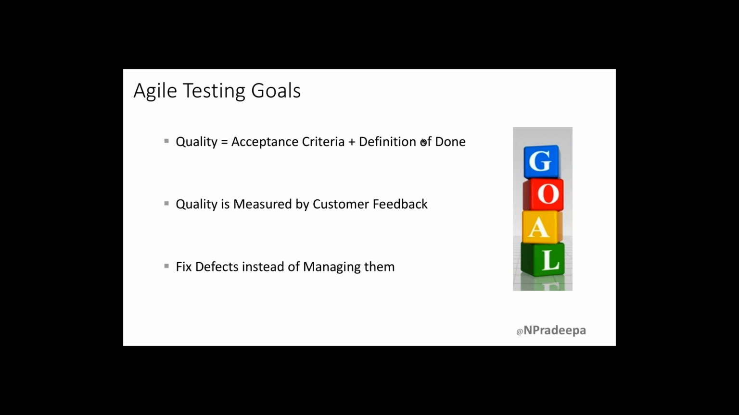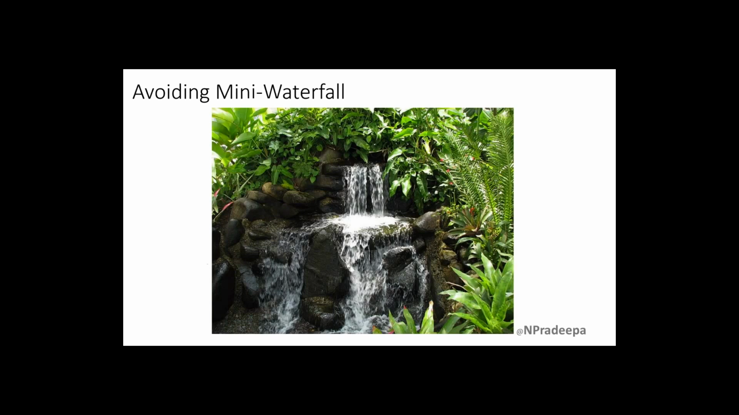Last but not least, and my favorite: fix defects instead of managing them. Especially when we are transitioning from a traditional environment, we always used to have a bug backlog, we do triaging, and so forth, right? In the Agile world, try to see how you can deliver a really good quality product. When we have that as a goal, we need to start fixing defects instead of managing them. Okay?